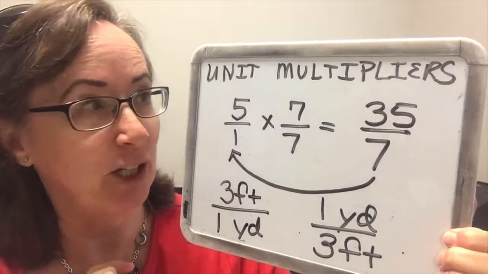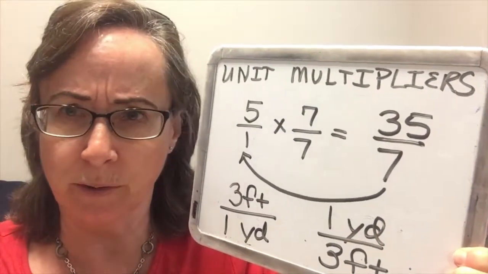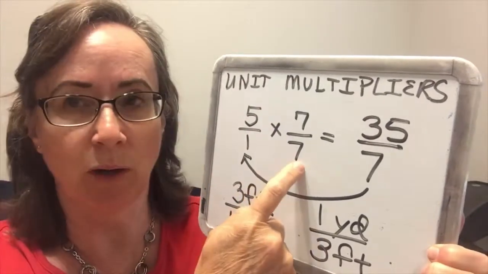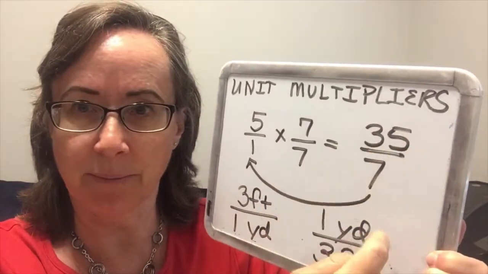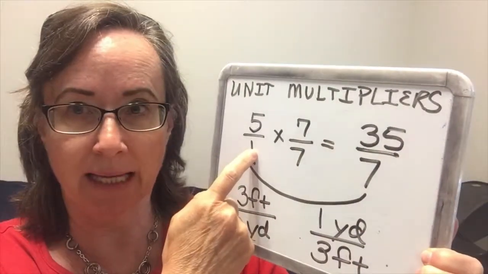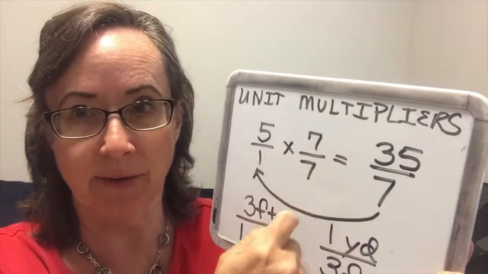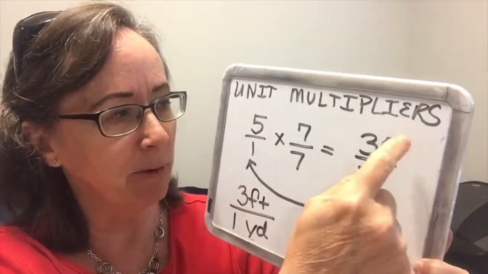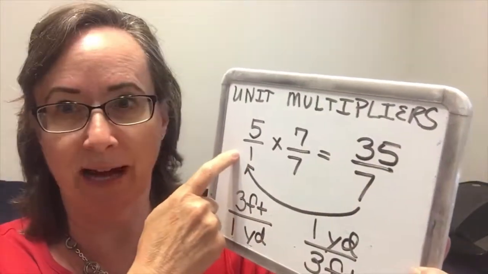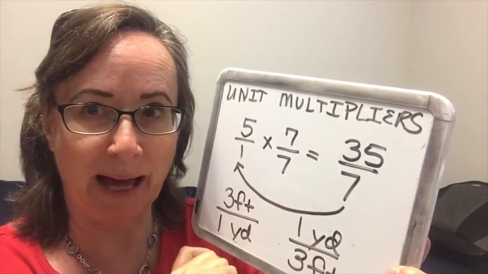Now we're learning about unit multipliers. Now we already know from our rules that we just talked about that any number times 1 gives you the same number. Now, isn't 35 over 7 the same thing as 5? So we started with 5. We multiplied by 7 over 7, which is 1. And we wound up with 35 over 7, which then can simplify to 5 again. So a number times 1 gives you the same number back again.